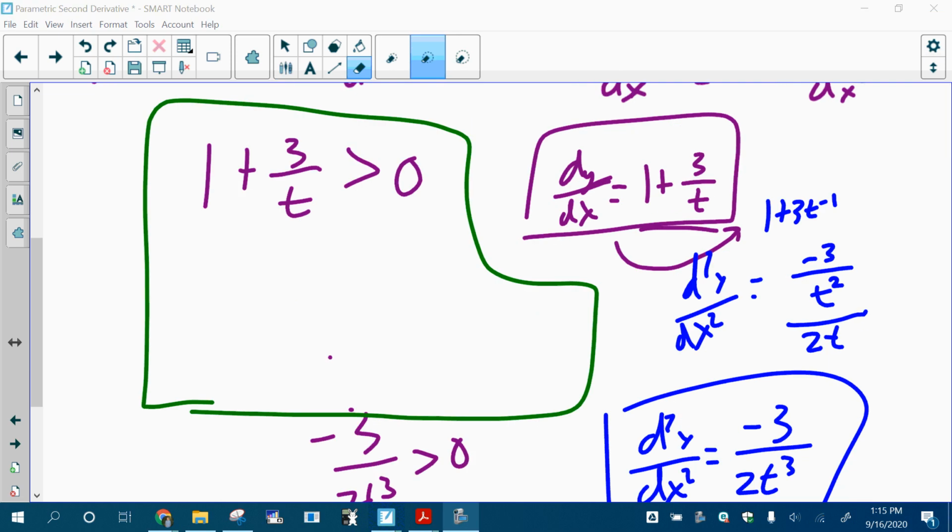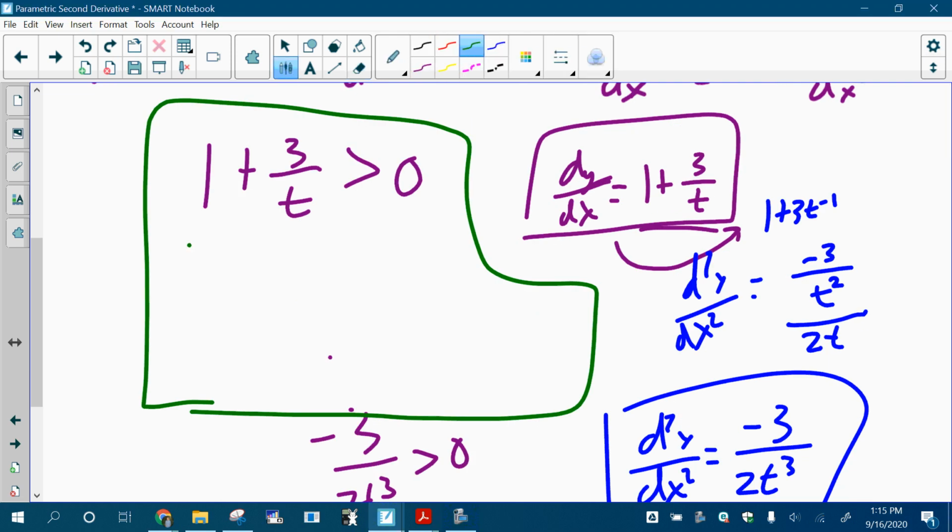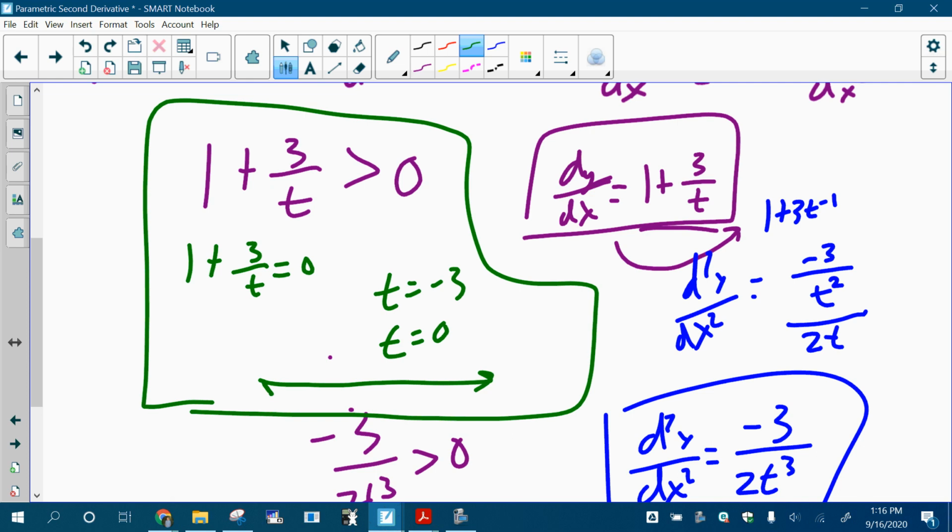To solve this inequality, it might just be helpful to figure out when it equals 0. Okay, so t equals negative 3 would make it equal 0. What's another t value that would mess with this? Well, t equals 0 would make it undefined. And then we should just do a little sign chart to solve this inequality. So at t equals negative 3, it would be equal to 0. At t equals 0, this first derivative would be undefined.